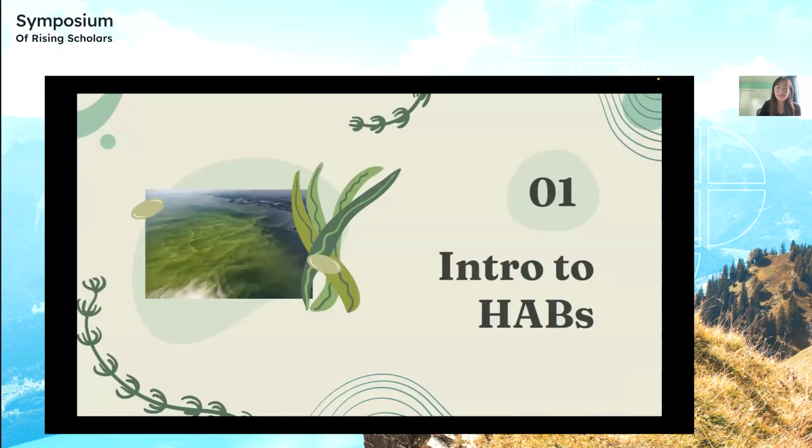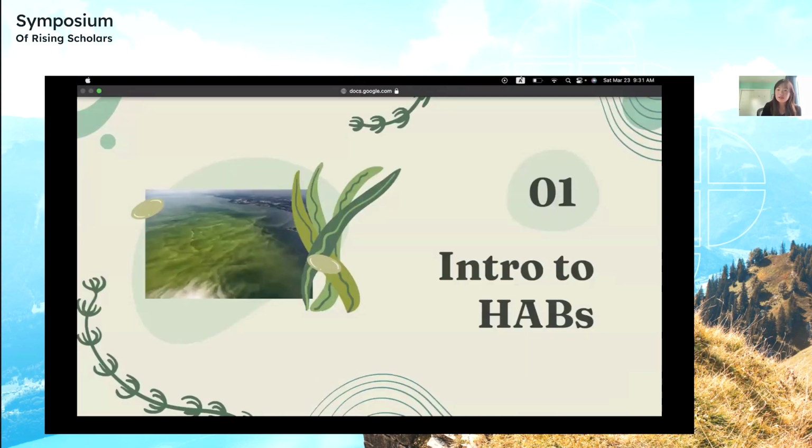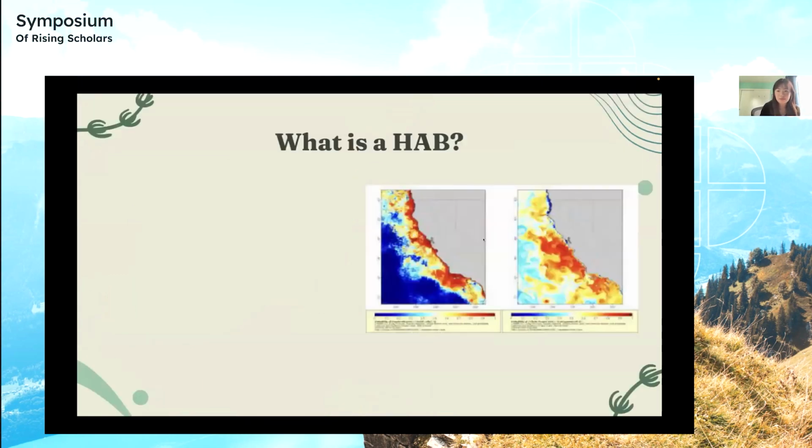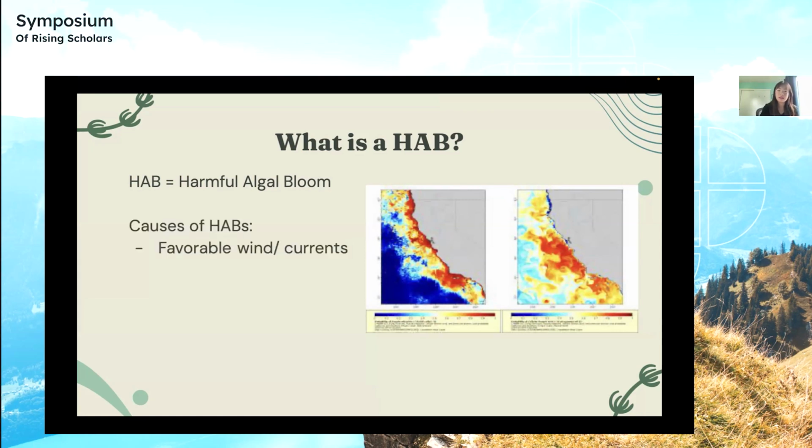So yeah. Before we start, just a little background knowledge on what a HAB is. A harmful algal bloom is a phytoplankton bloom that produces toxins, depletes oxygen in the water when it decomposes, or otherwise disrupts the ecosystem, therefore making it harmful. And this is caused by many things. They could be favorable winds or currents, or other outstanding natural phenomena.